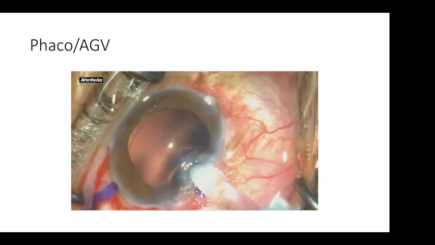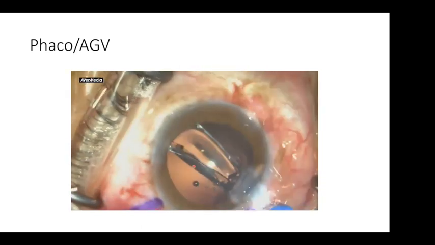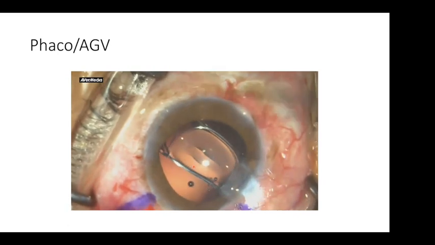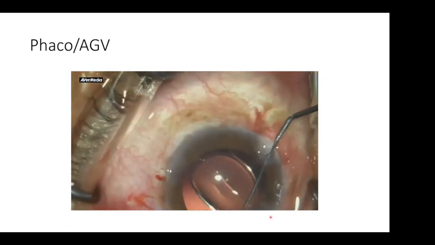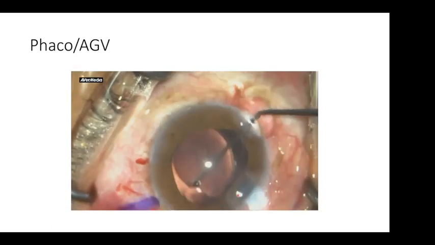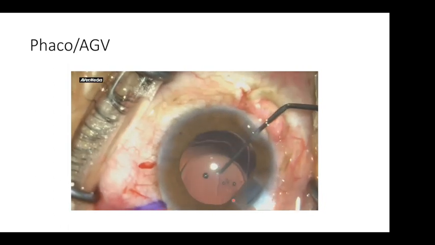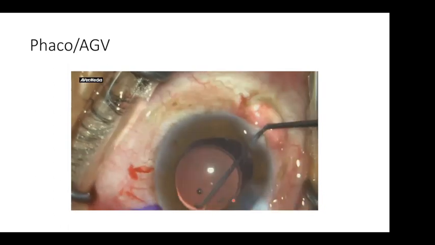And now this is the conclusion of the cataract surgery with the lens implantation. And that was the site of previous scarring from the previous glaucoma surgery. Now the lens is placed in the bag. And afterwards, I'll move to insert the tube.